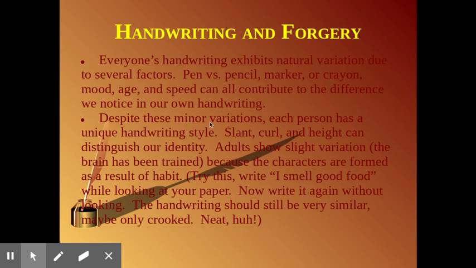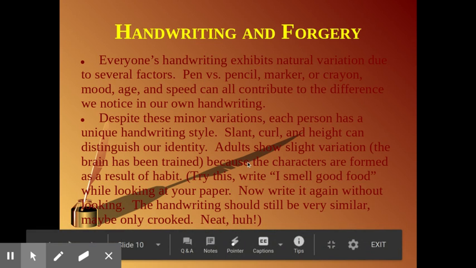So despite minor variations, you're going to see a unique handwriting style. The slant of my letters is probably going to be the same. Little curls that I put in. The height can distinguish things. So although we can vary things slightly, most of us do things out of habit.